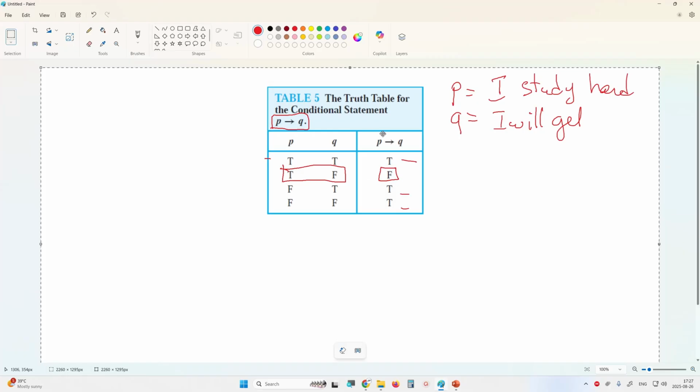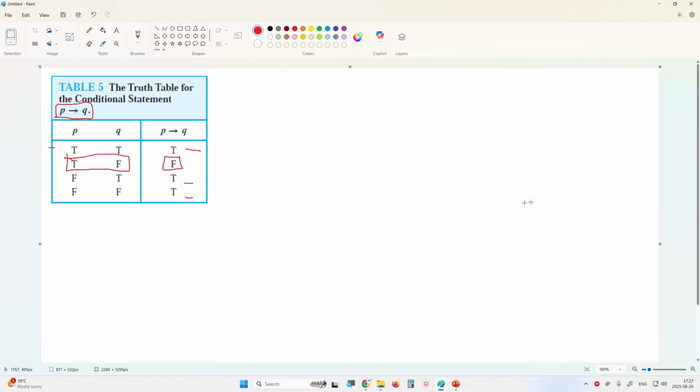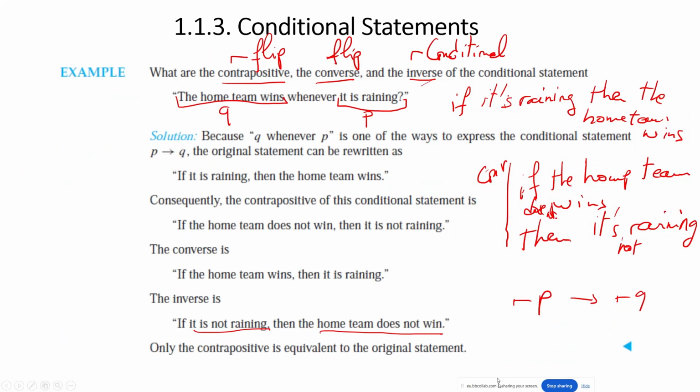So what they're saying now is, okay, if P then Q, this is equivalent, and this is how we represent equivalent, to not Q gives you not P. Right? So they say the contrapositive is equivalent to the original statement. This is how we represent equivalent.